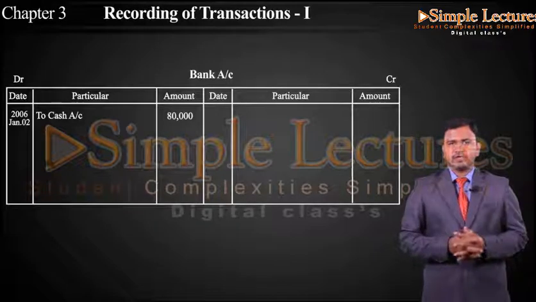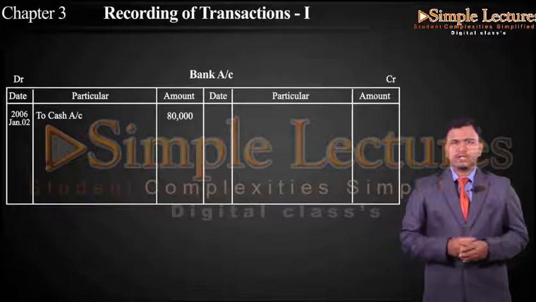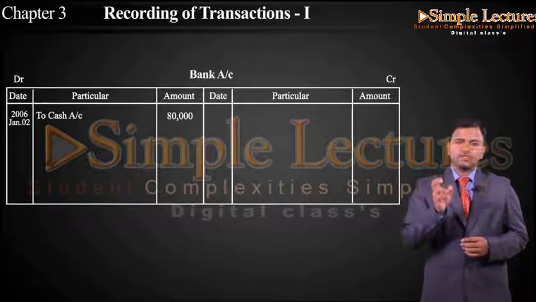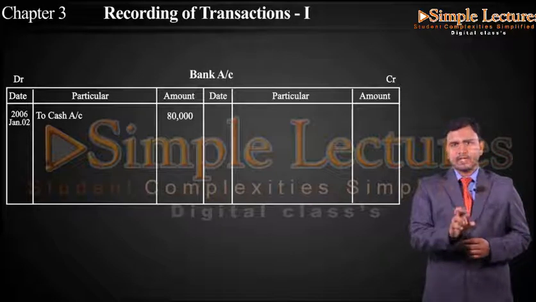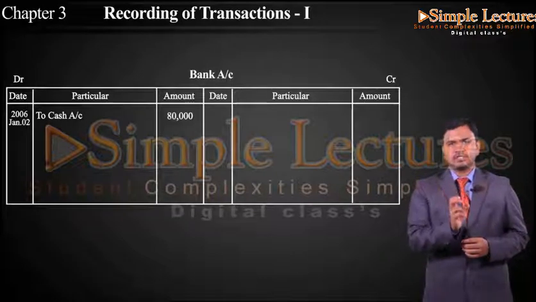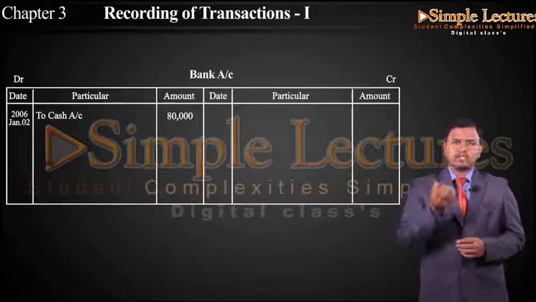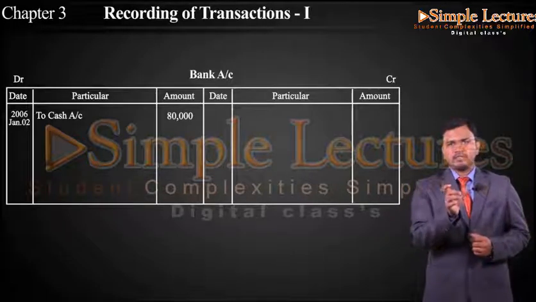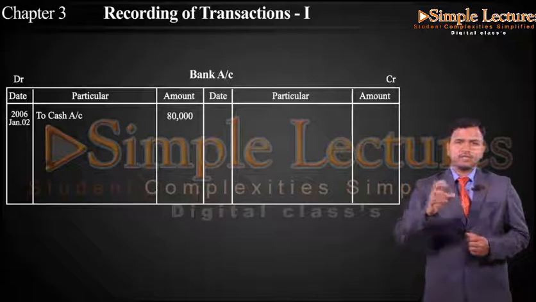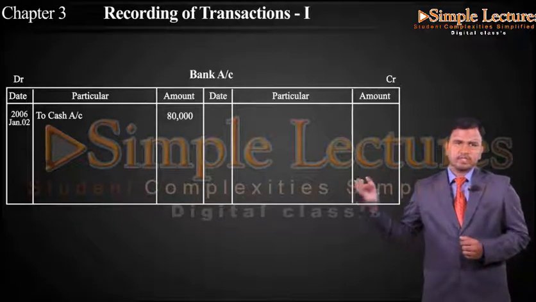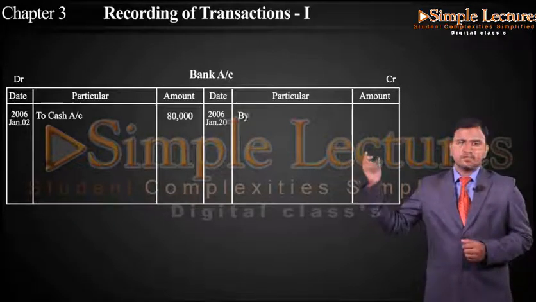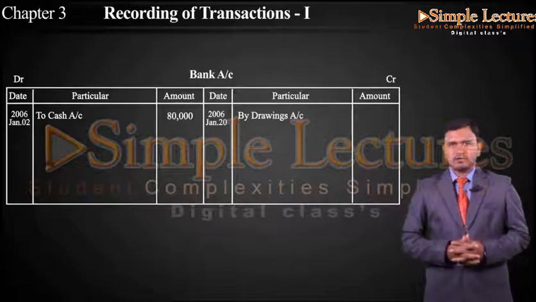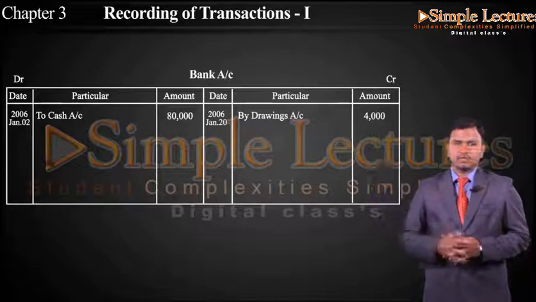Next entry we have on Jan 20th, drawings account debtor to bank account 4,000. Here the drawings were made from the bank. So bank is credited here. It is nothing but the cash is going outside the bank, so this should be credited. Now the bank is in the credit here, so directly it will be posted to the credit side. The date will be Jan 20th by drawings account 4,000 in the amount column.